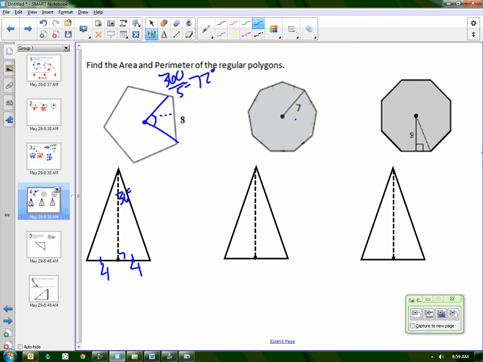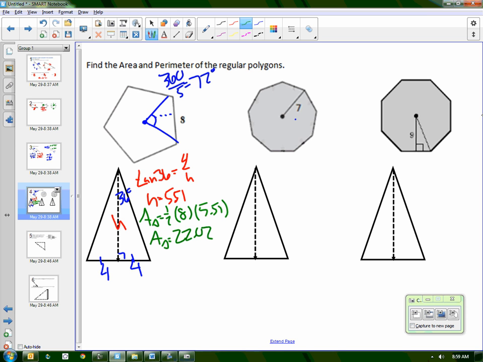So I can use my trig. First thing I need to do is find the area of this triangle, which means I need the base and the height. To find the height, I'm going to say opposite over adjacent. The tangent of 36 is 4 over h. So if you do 4 divided by the tangent, you get your h, and your h is going to come out to about 5.51. To find the area of the triangle, I'm going to do 1/2 the base times the height, 5.51. And when you do that, the area of the triangle is about 22.02.